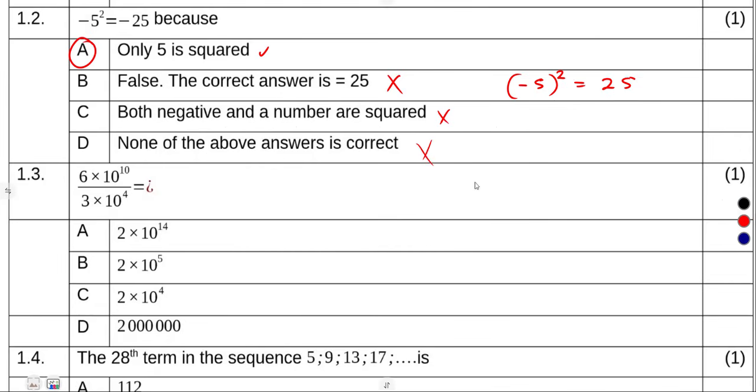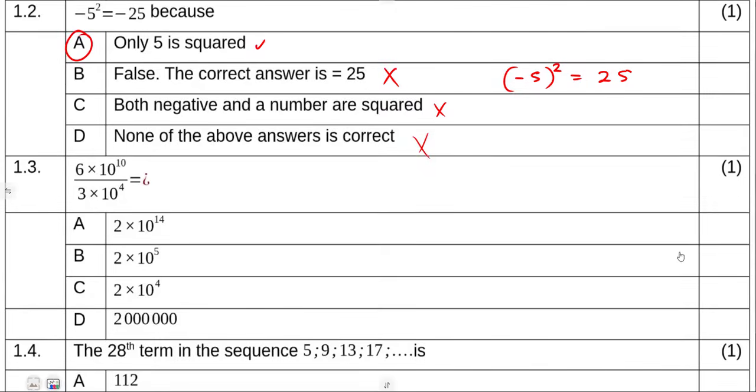None of the above answers. Of the above answers, A is correct. It is only the 5 which is squared, so the negative is not affected. It remains as it is. But 5 squared is 25. So that was the best answer, which is A.